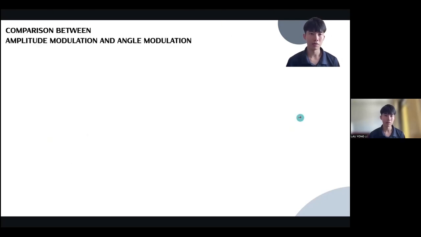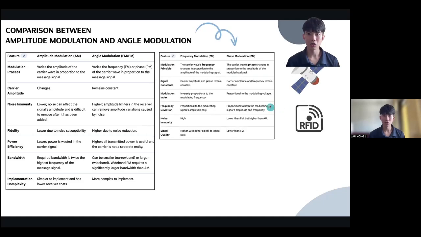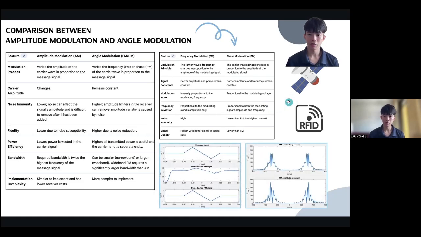Now have a look at the comparison between amplitude modulation and angle modulation, which is shown in the table right here. This table shows the comparison between frequency modulation and phase modulation. The two figures right here show that FM has wider bandwidth compared to that of phase modulation. Theoretically, phase modulation has better signal quality with a better signal-to-noise ratio compared to that of FM.